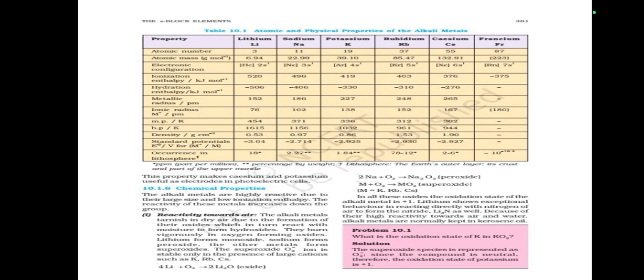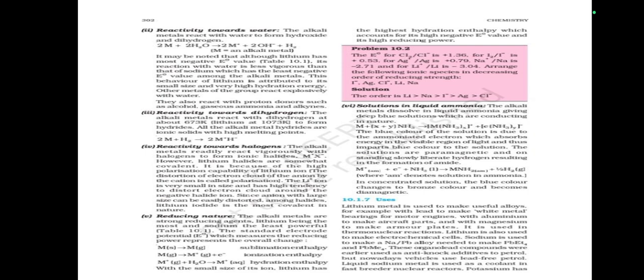Solution: the superoxide species is represented as O2 negative. Since the compound is neutral, the oxidation state of potassium is +1. Reactivity towards water: the alkali metals react with water to form hydroxide and dihydrogen.